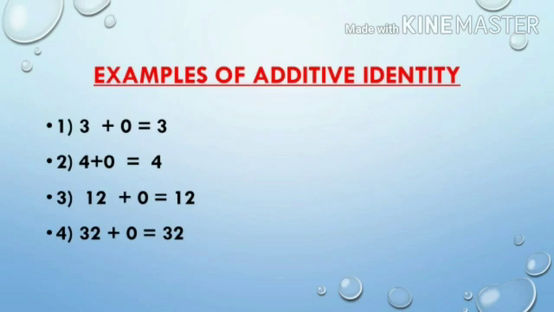Here are some examples of additive identity. First is 3 plus 0. When we add 0 to 3, we get the result 3. Second example, 4 plus 0 is equal to 4. The same as 3 and 4.